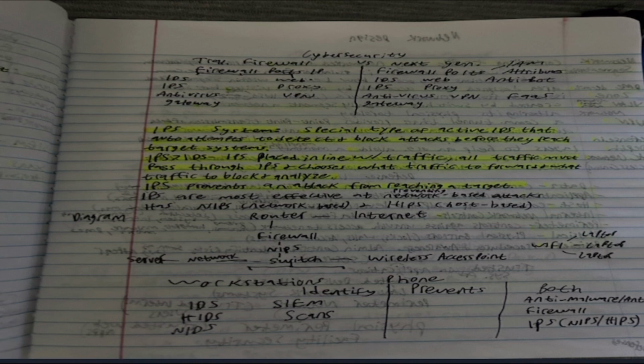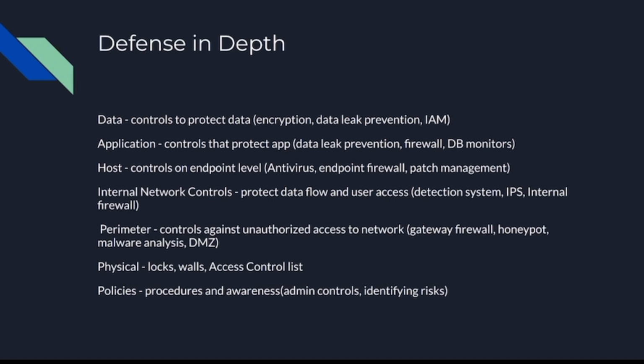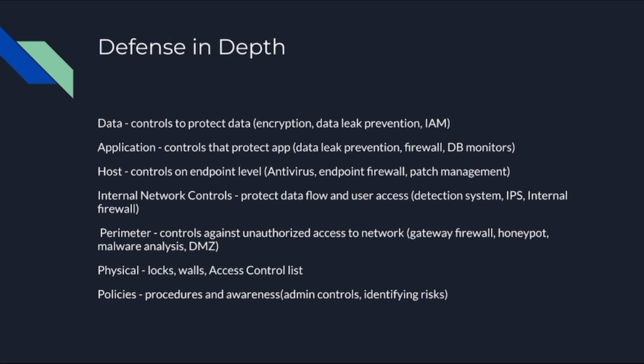And like I mentioned before, here is just an example of how a system might look. So you'd have your router on the top with your firewall underneath it. Then you would have your network IPS with your switch, server, wireless access point, etc. underneath that, and then your workstations. Within the workstations, you might have an IDS, an HIDS, and an NIDS, as well as a SIEM that will scan your system.